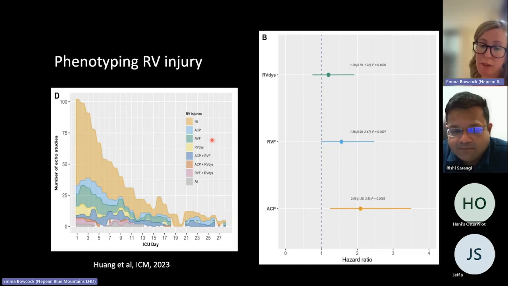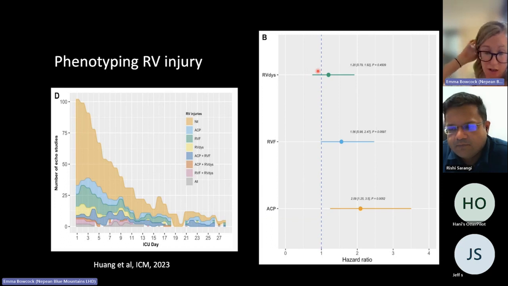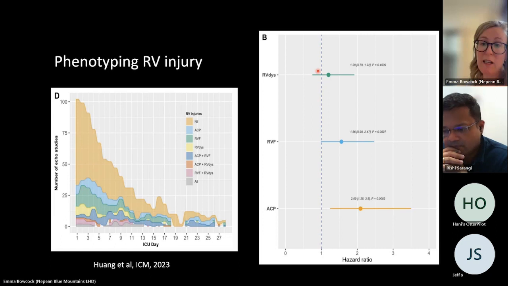And then acute cor pulmonale, plus these things, so plus RV dysfunction plus RV failure, and looked at the incidence, and you can see the incidence of ACP, of RV failure over time in the ICU, and how prevalent that was. And I guess the interesting thing was RV dysfunction in and of itself wasn't associated with increased risk of mortality, but RV failure just about reached significance, but wasn't really.